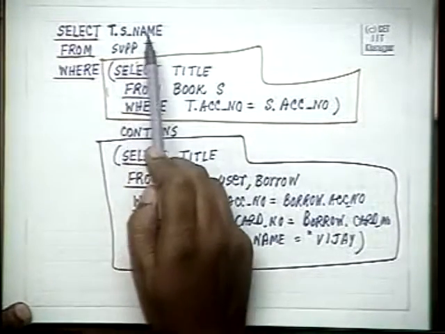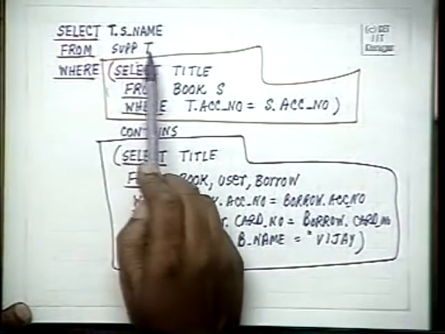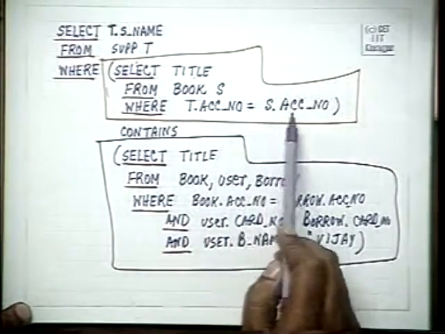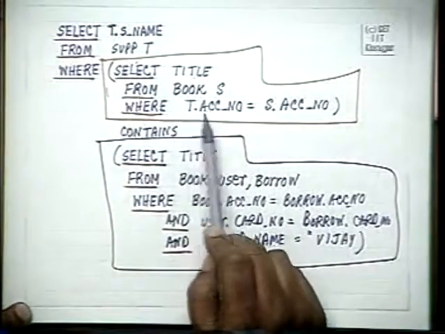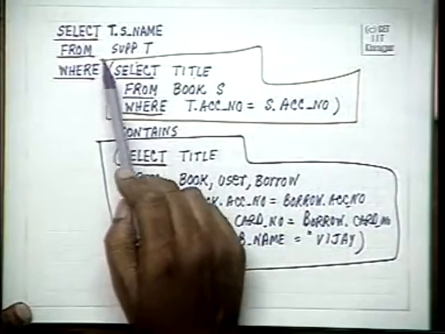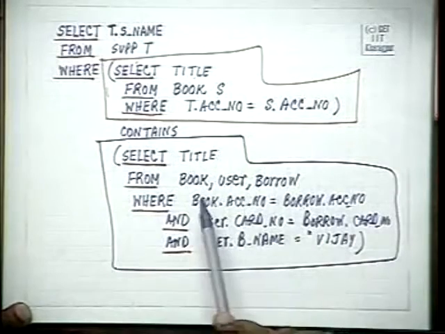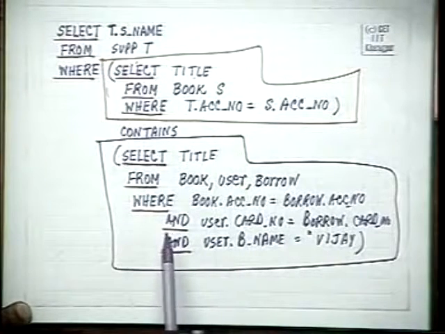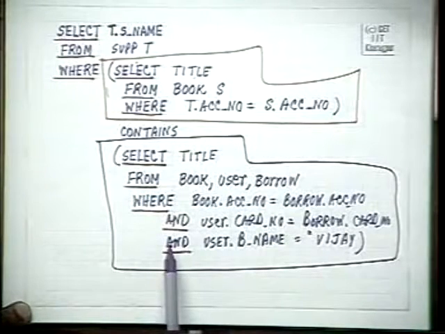such that the set, suppose this name is Narosa, then select t.s name from sub t where select the title from book where t.accession number is s.accession number. So for anyone whose name is there in the final solution, this will give you the title of all the books supplied by that person, and this must contain this result as a subset. So this will give us the names of all suppliers who have supplied titles corresponding to all the books issued by Vijay. This corresponds to the division operation in relational algebra.